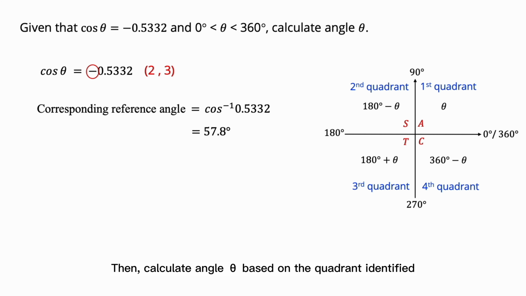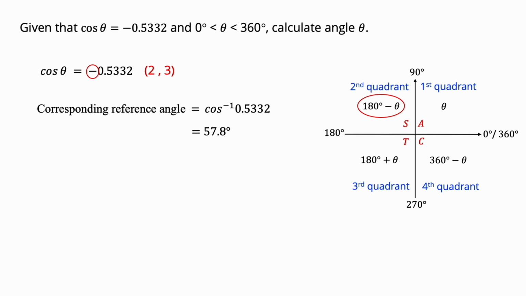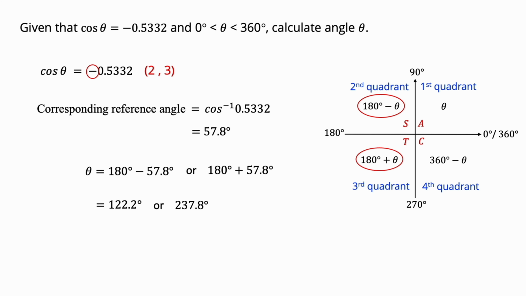Then, calculate angle theta based on the quadrant identified. For negative sign of cosine, angle theta falls in the second quadrant, 180 degree minus theta, and third quadrant, 180 degree plus theta. Therefore, theta equals to 180 degree minus 57.8 degree or 180 degree plus 57.8 degree. That is 122.2 degree or 237.8 degree.